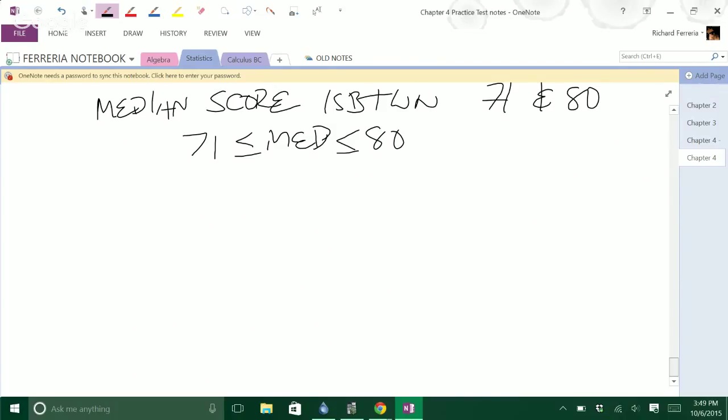Question 2. We're going to ignore that. Multiple choice 2. We have the distribution of actual weights of candy bars produced by a certain machine are normal with a mean of 8.1 and a standard deviation of 0.1. I'm just going to write that down. The mean is 8.1. The standard deviation is 0.1.